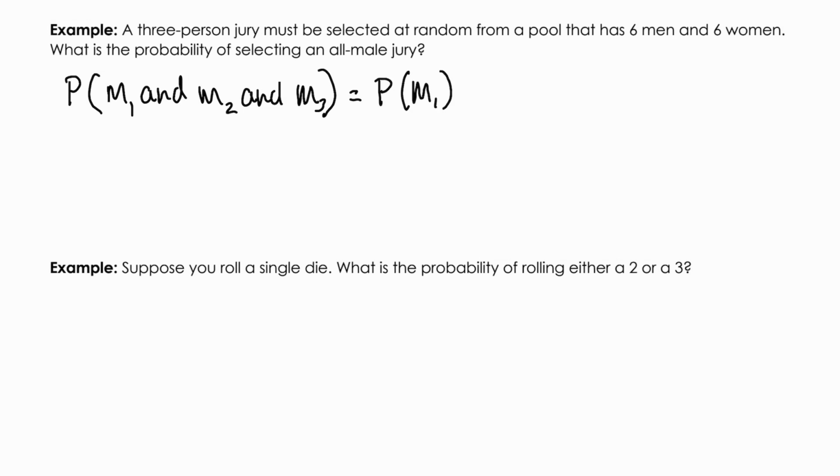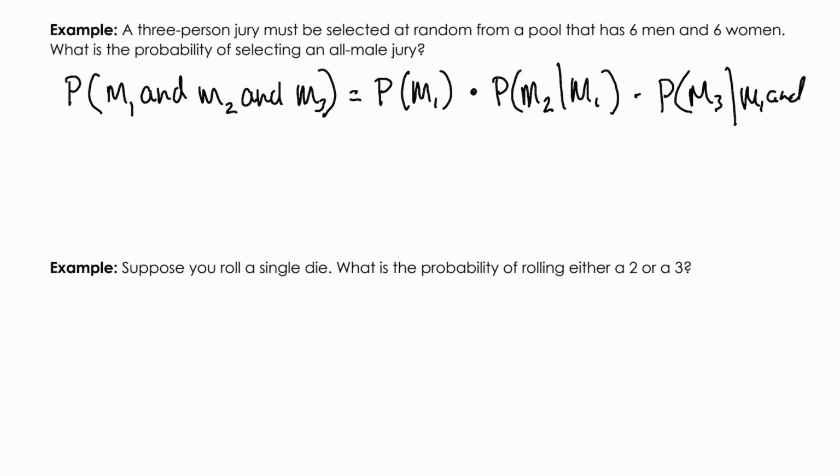So I want to find the probability of getting a male on the first try. And then I want to multiply it by the probability of getting a man on the second try, given that we had a man on the first try. Then I want to find the probability of a third man, given that we picked a man on the first and the second try. So the probability that we pick a man the first time is 6 out of 12, or 1/2, because we have 6 men and 6 women.